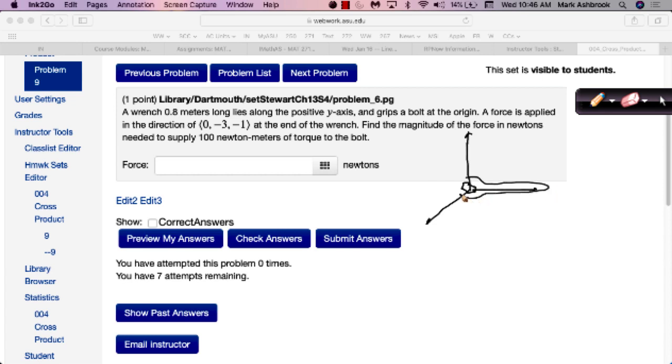Always good pictures. The goal is to understand the problem, not what's the formula, how do I get the answer. Always really strive to start off by stepping back, understanding the problem. Okay, so I've got this. My wrench is 0.8 meters long, so I could make a vector for my moment arm vector. We call that R.